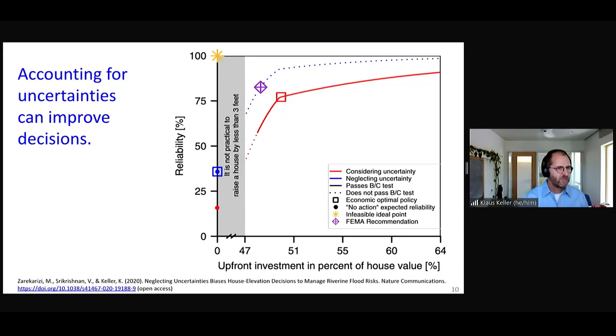So a very simple point: accounting for uncertainties, in this case about the geophysical hazard, but also about engineering and economics like the discount rate, changes the decision.